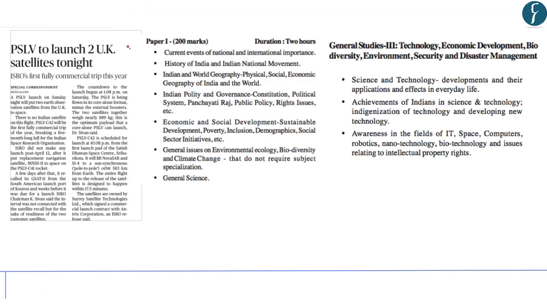The next news appears on page number 9 in section 1. The news reads, PSLV to launch 2 UK satellites tonight. ISRO's first fully commercial trip this year. This particular news forms a part of general science under the prelims examination, and in the mains examination forms a part of GS paper 3, specifically under science and technology and indigenization of technology and developing new technology.